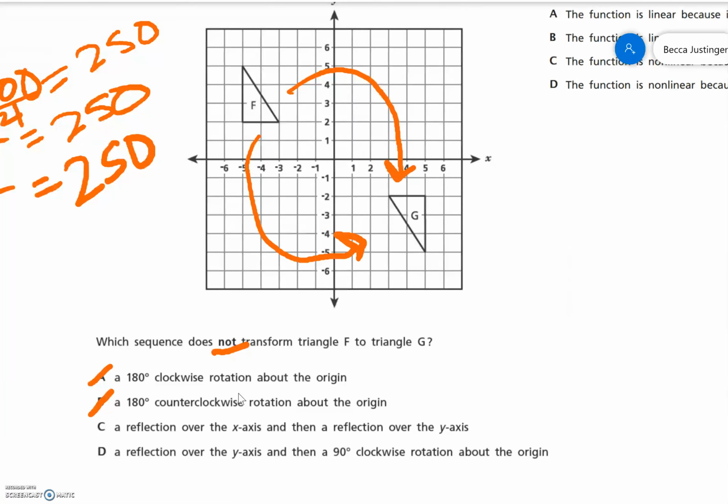C, a reflection over the x-axis, and then a reflection over the y-axis. Well, if we reflected over the x-axis, it would then be down here. And then reflecting over the y-axis would line it directly on top. So C also works, which is not what we're looking for. Then D, a reflection over the y-axis, and a 90-degree clockwise rotation. So if we reflect it over the y, we would get this shape, and then 90-degree rotation clockwise would give us a shape that was like this, and we don't want that. So D is the answer.